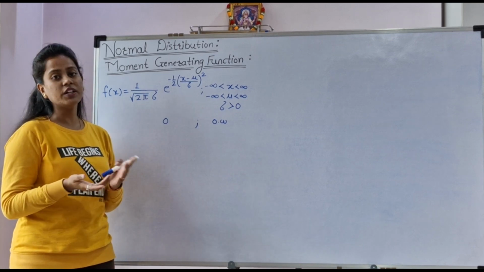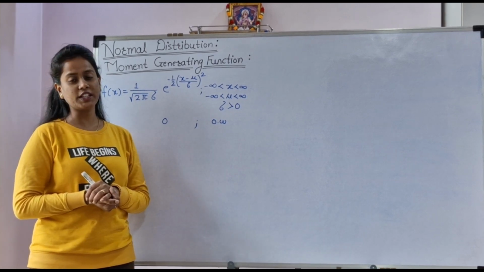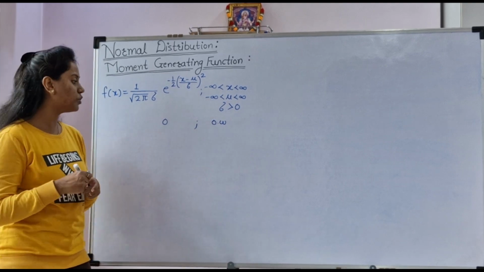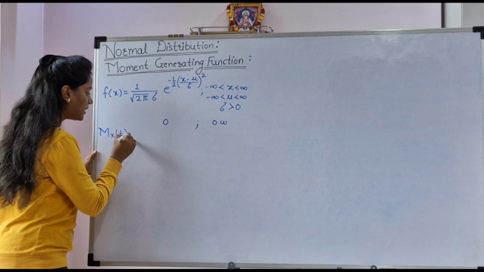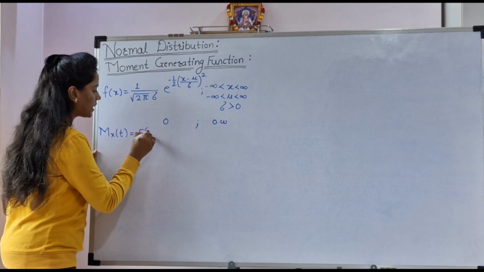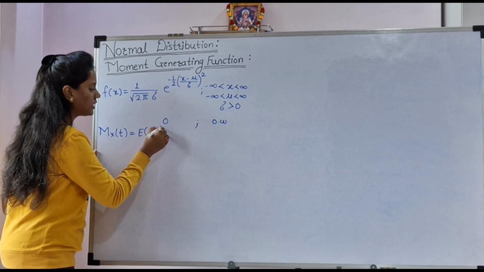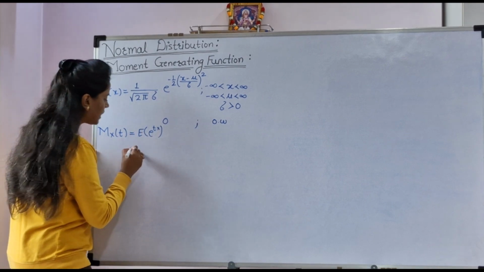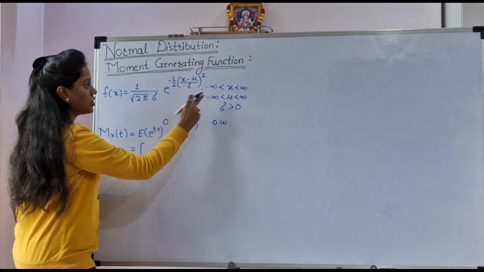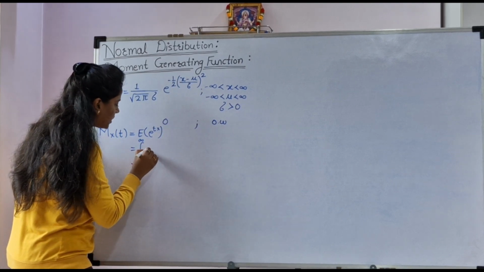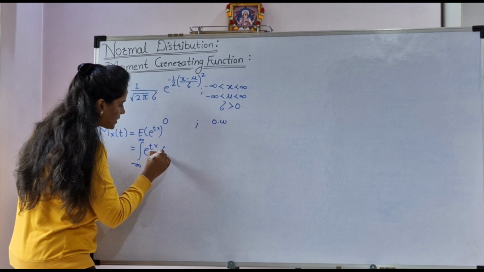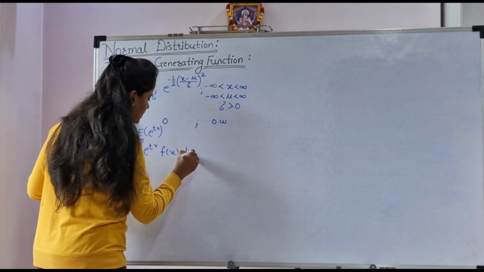Now here we want to find the moment generating function, and how do we define it? It is M_X(t), and it is defined as the expectation of e to the power tX. Further we can write this as an integration. What is the range of x? Minus infinity to infinity, e to the power tx f(x) dx.